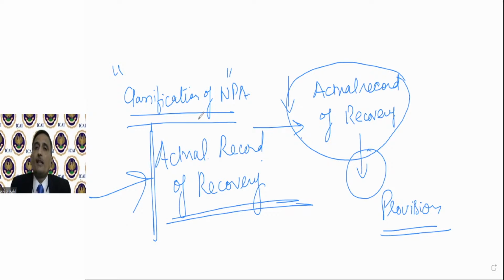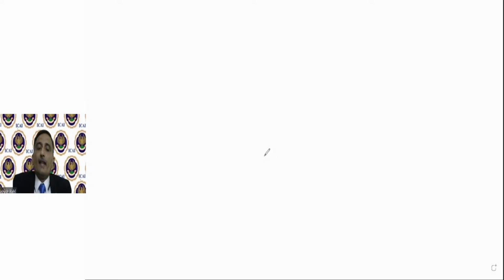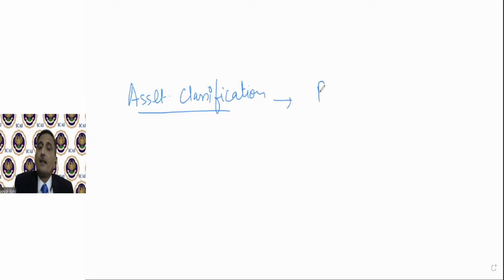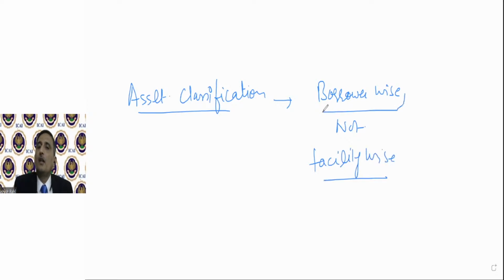And one more very important thing is that asset classification is done borrower wise and not facility wise. इसका क्या मतलब है students? And not facility wise. I will try to explain you with the help of an example.